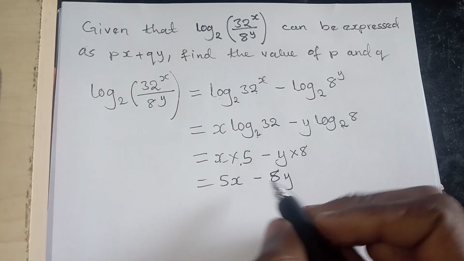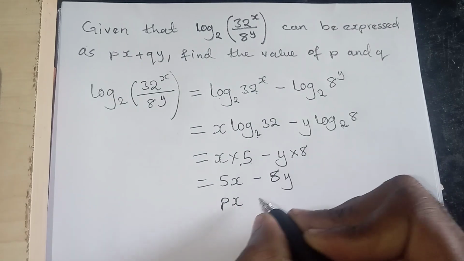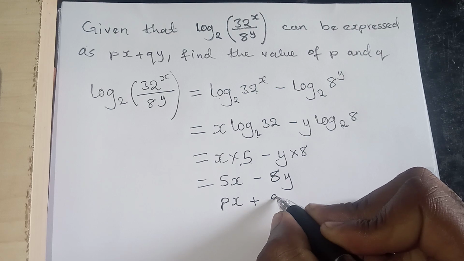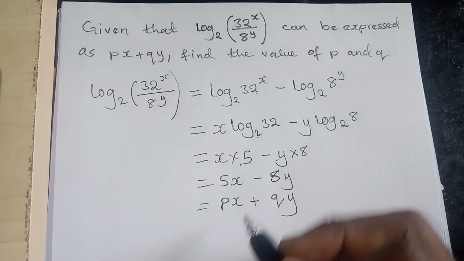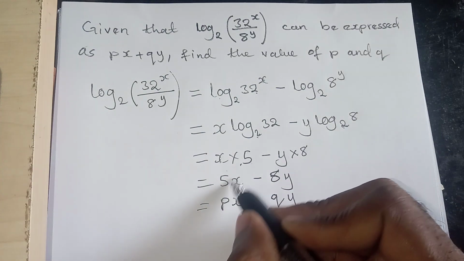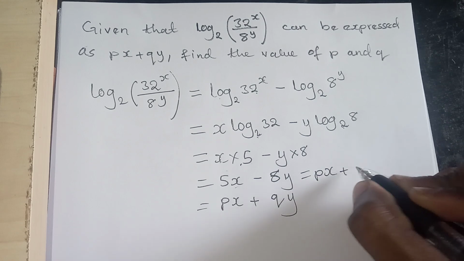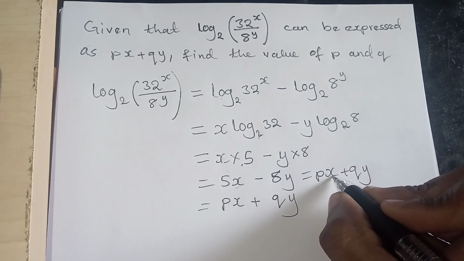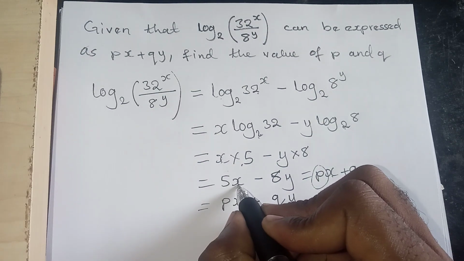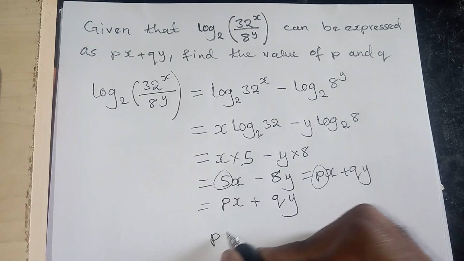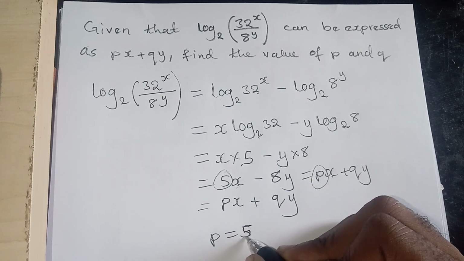And then since this is in the form px plus qy, we can conclude that the coefficient of x here is the same as the coefficient of x here, so that means p is equal to 5.